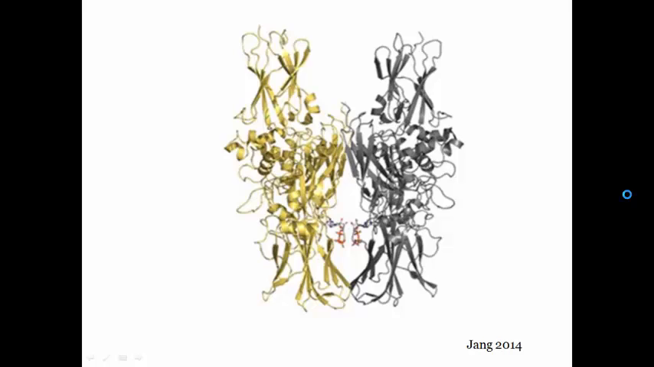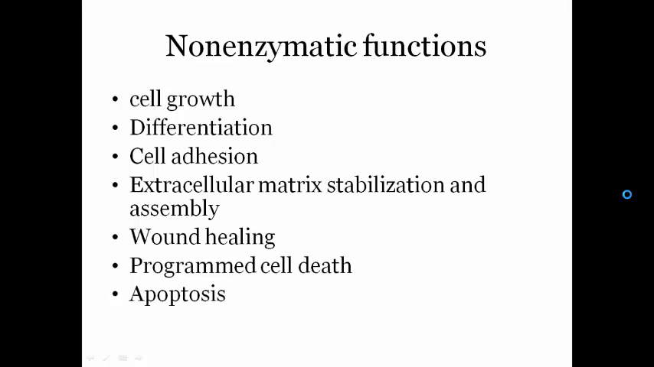But the really interesting part of TG2 comes with its non-enzymatic functions. These functions are also not dependent on calcium and arise from TG2's interactions with cell surface proteins. Here are some of the consequences of TG2's non-enzymatic roles. These include cell growth, differentiation, cell adhesion, extracellular matrix stabilization and assembly, programmed cell death, and wound healing. Many of these activities are vital to embryogenesis, tissue morphogenesis, tissue repair, tumor growth, and metastases, which gives reason to investigate TG2 in the context of disease pathology.